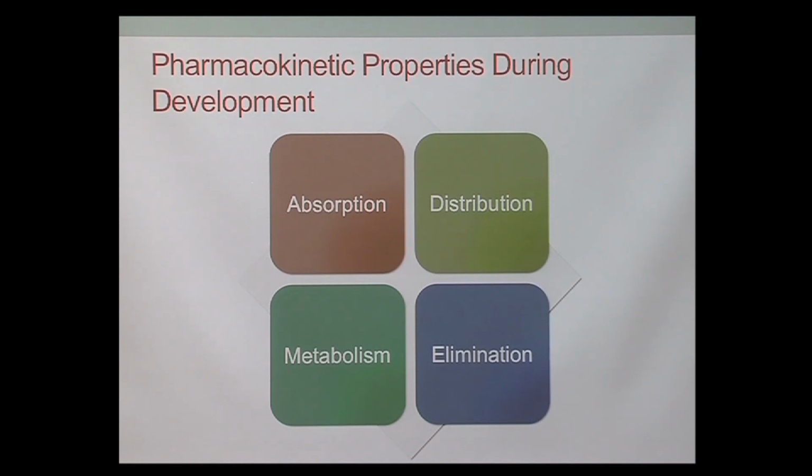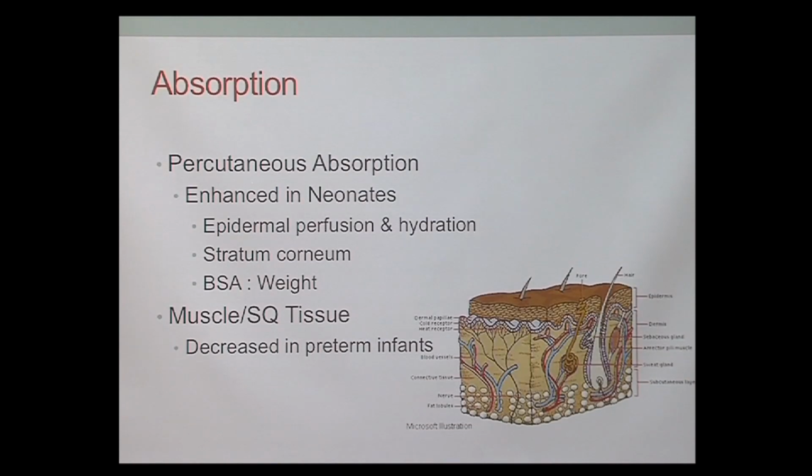To talk about a neonate, we need to talk about a lot of the pharmacokinetic properties that happen during development. These include absorption, distribution, metabolism, and of course elimination. So first let's look at absorption. The skin is made up of 3 layers: the epidermis, the dermis, and your subcutaneous tissue. The stratum corneum, the outer layer of your epidermis, really provides your main barrier function. That's what we're really looking at when we put creams on people: how thick that barrier function is to protect them.